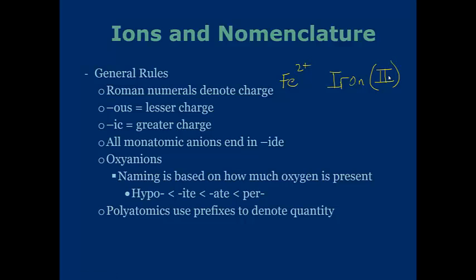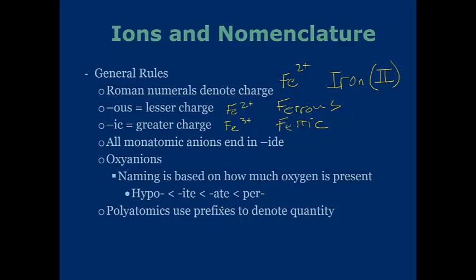Anything that has the suffix "-ous" has a lesser charge, whereas "-ic" has a higher charge. So again, if we were to use iron as our example, Fe2+ versus Fe3+, Fe2+ would be listed as ferrous, whereas Fe3+ is going to be listed as ferric. Copper also can follow this, so you've got Cu+ and Cu2+. Cu+ being listed as cuprous, Cu2+ being listed as cupric.